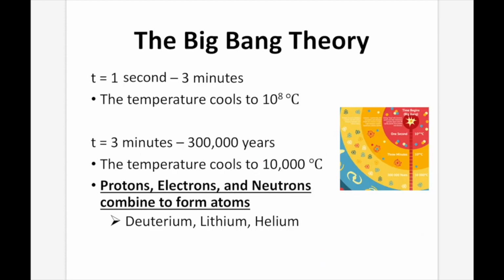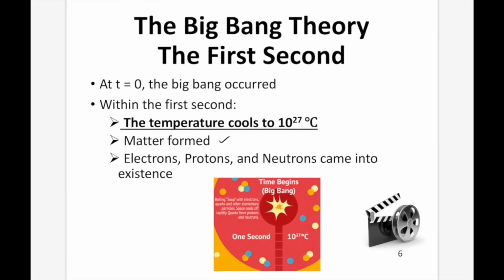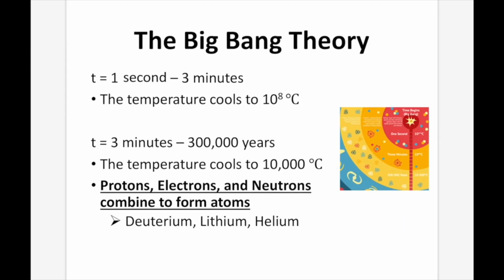Now, when we go from 1 second to 3 minutes, we're going to get another drastic cooling. We're going to go from 10 to the 27 degrees Celsius to 10 to the 8 degrees Celsius. Then we're going to skip from 3 minutes to 300,000 years, a pretty big time frame. During this time, our temperature is going to cool even further, from 10 to the 8 all the way down to 10,000 degrees Celsius. During this time, our subatomic particles, our protons, neutrons, and electrons, are able to form together to create atoms. Very simple light elements like deuterium, which is another form of hydrogen, lithium, and helium.